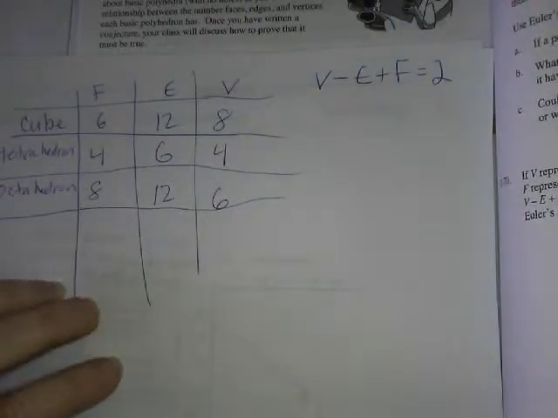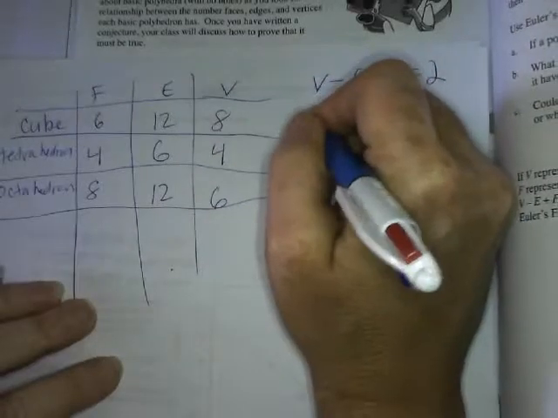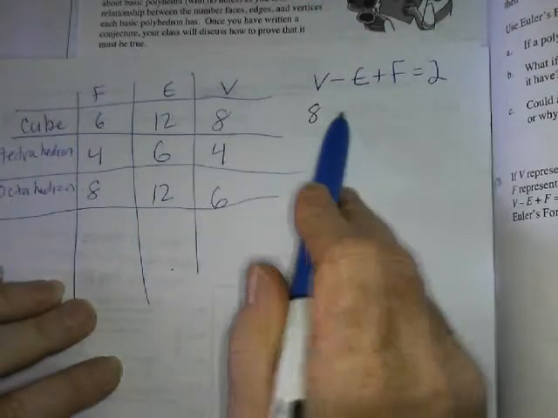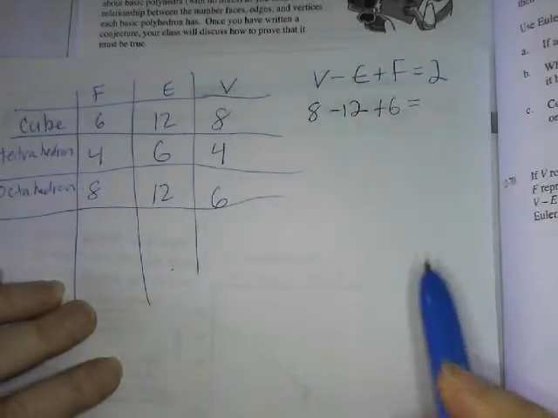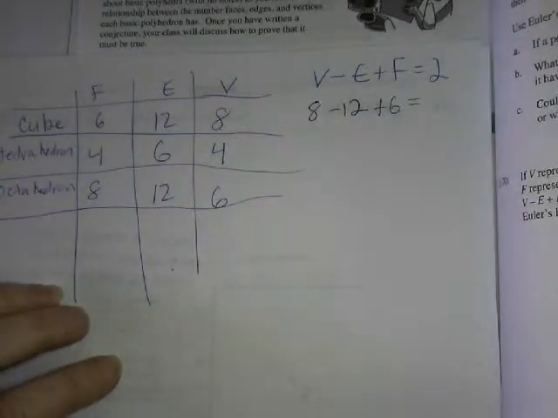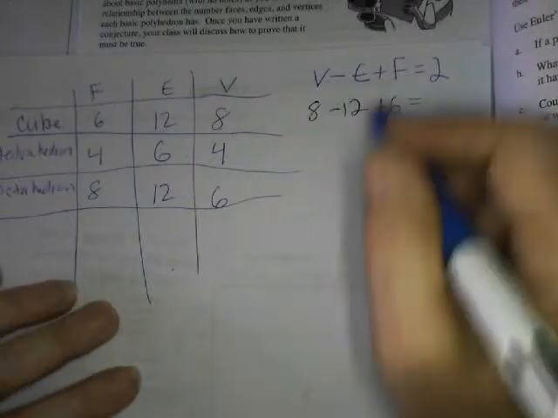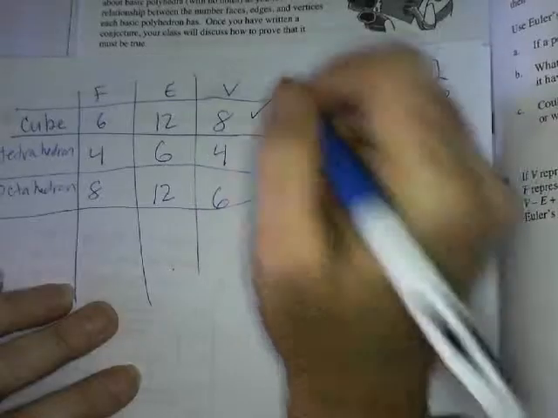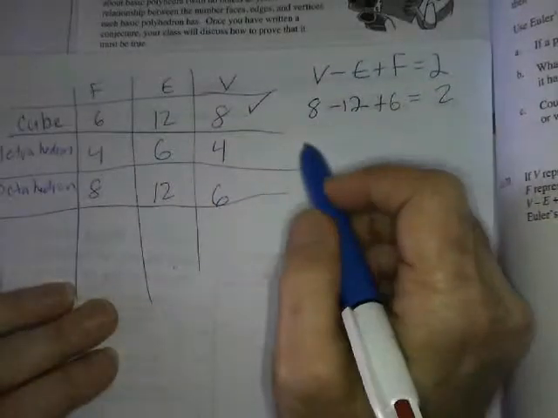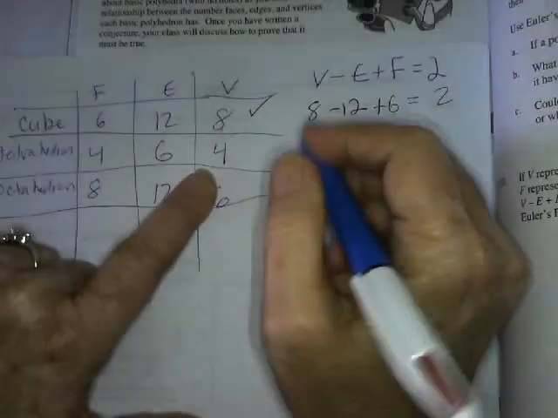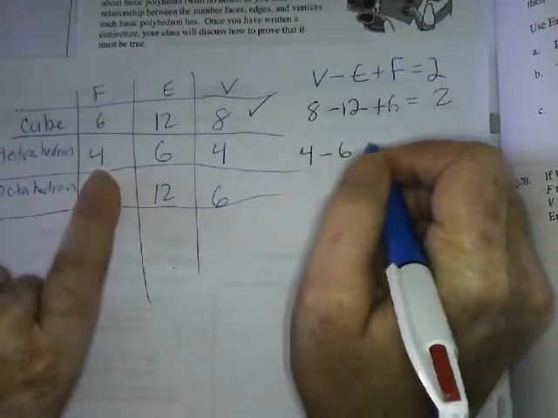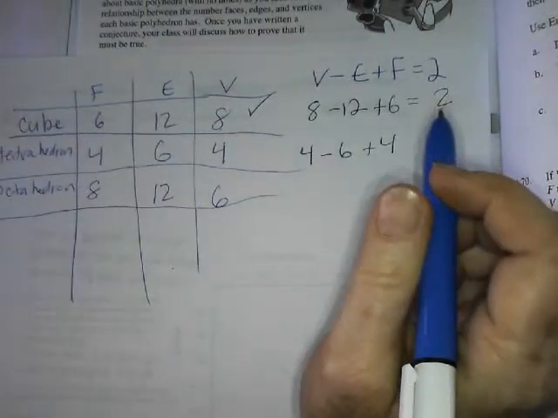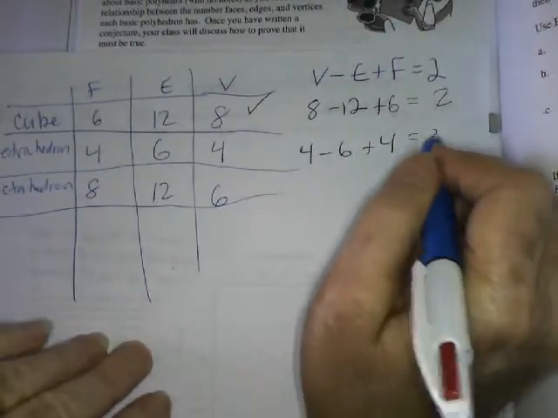So this one has 8 vertices. How many edges? 12 edges. This thing better work. 6 faces. That better equal 2. Let's see. 8 minus 12, that's negative 4, plus 6. Hey, it does. So that one worked. What's my vertices? 4 minus edges plus the faces. That equals 2. So it seems to be a pattern that's holding true so far.